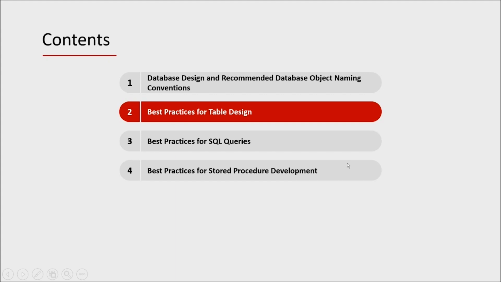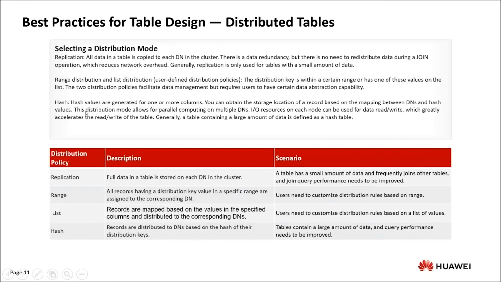And for the next chapter, we will discuss the best practices for table design. First of all, let's see the best practices for the design of distributed tables. For a distributed table, we need to specify its distribution policy. In GaussDB, we have 4 different kinds of distribution policy, including replication, range, list, and hash.